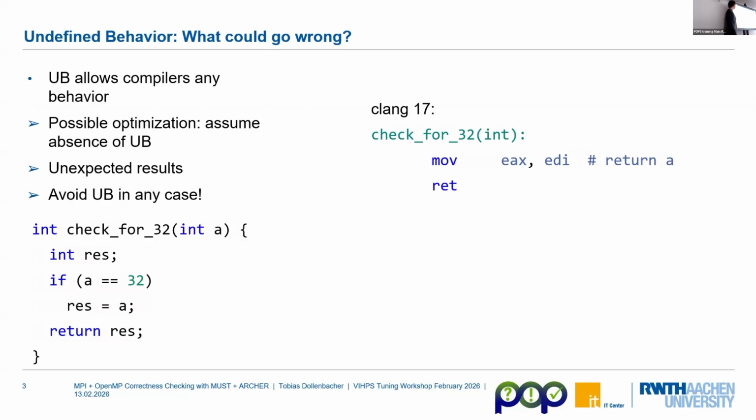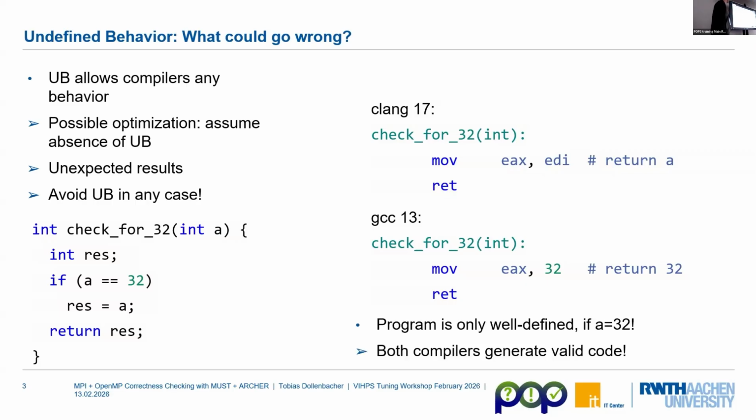So we just return a instantly. And if we plug it into GCC, we get this, which always returns 32. But both of these are actually correct compiler behavior, because it was undefined behavior, so the compiler can do anything. That means, as a compiler, we can assume that only the defined behavior is going to happen, which is if a is 32, because then res is properly initialized. So either we just return a, which is always 32, because otherwise it's undefined behavior, or we return 32, because a is always 32. Both of them correct.